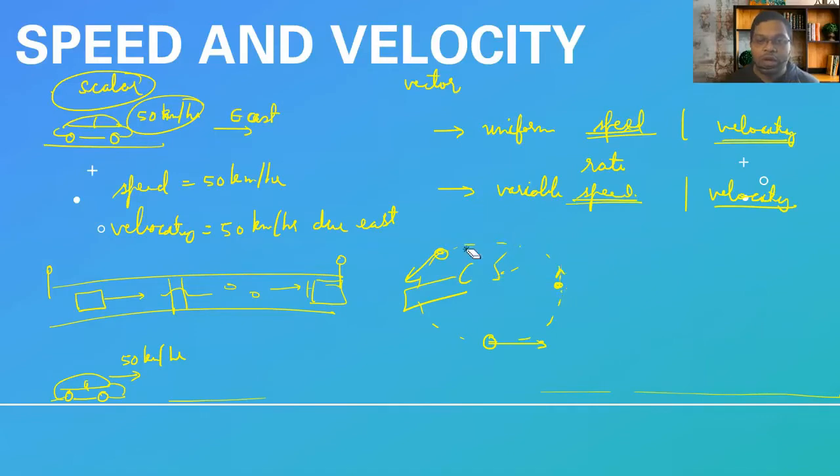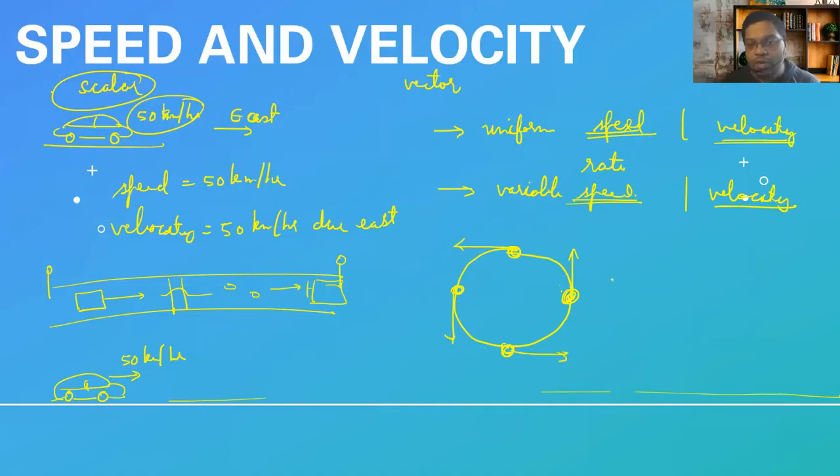Now, what else can be classified? The example I gave you of the fan is called uniform circular motion. In this circular motion, the body has a constant magnitude of speed, but the direction keeps on changing. So you can see over here that the magnitude does not change.